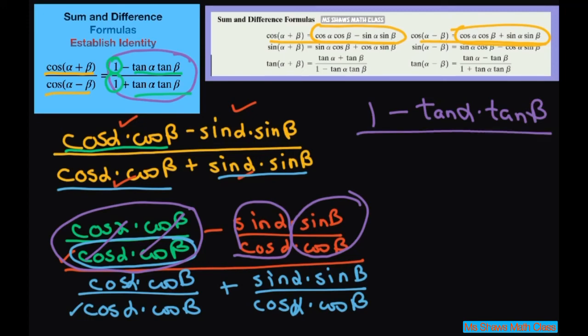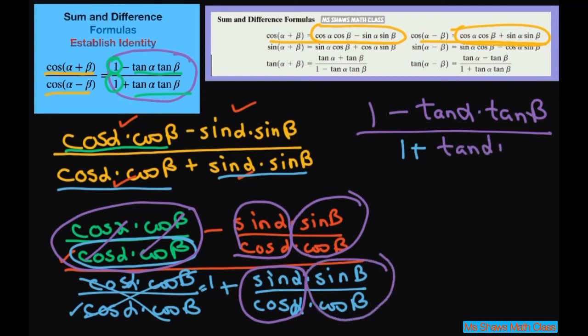All right, and now let's do the denominator. Again, we set this up. This just equals 1. So you get 1 plus, and then match up your angles. Sine of alpha divided by cosine of alpha is tan of alpha times, again, tan of beta.